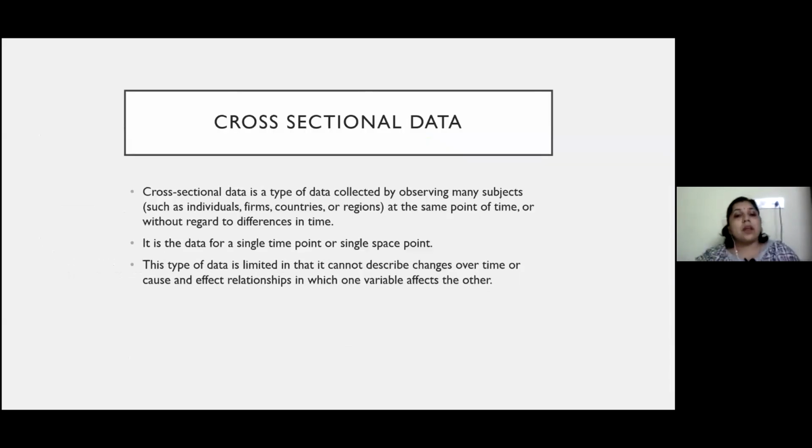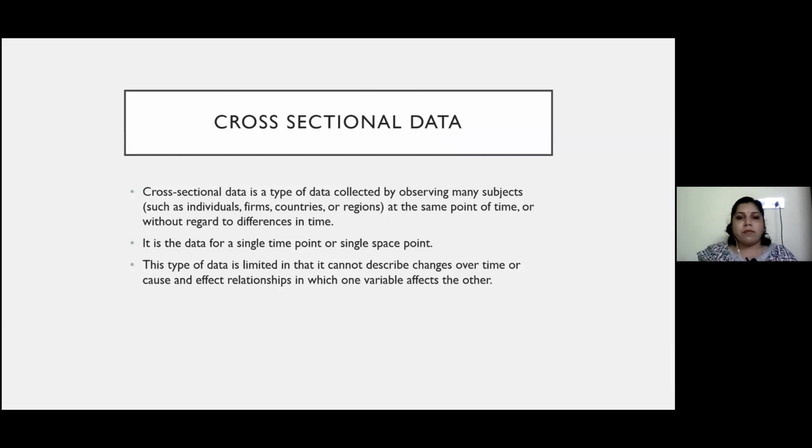Let us see what is cross-sectional data. Cross-sectional data is very important to understand. It is also called snapshot data. Cross-sectional data is collected by observing a particular set of subjects at one point in time and giving particular remarks for them.